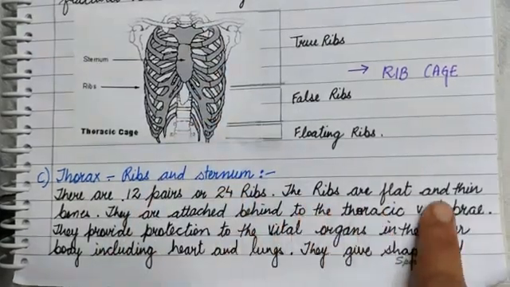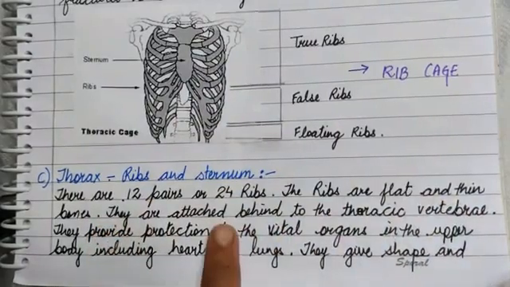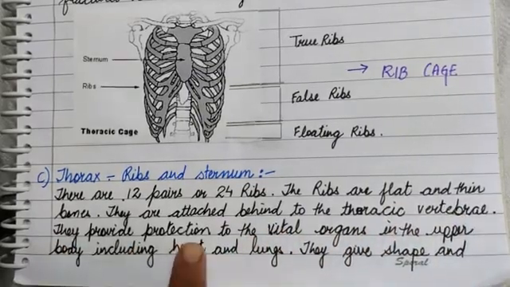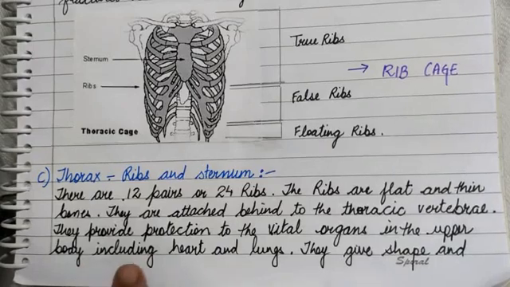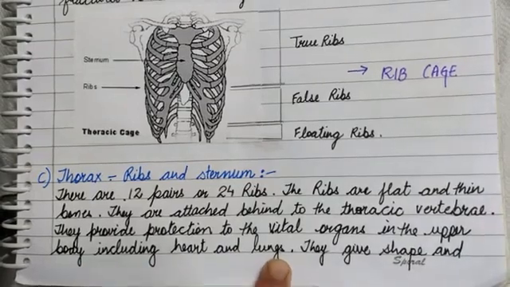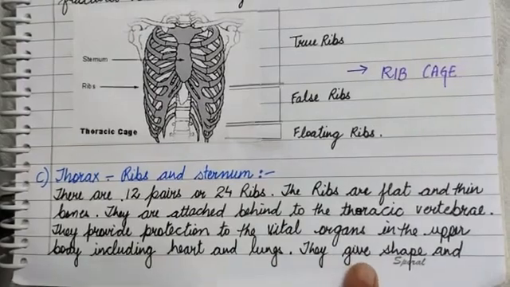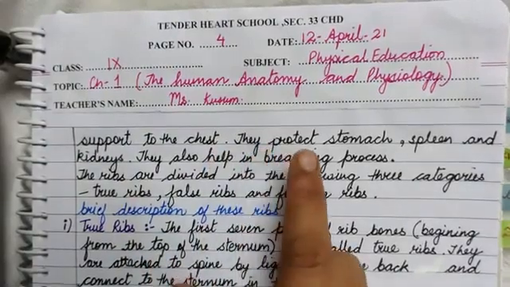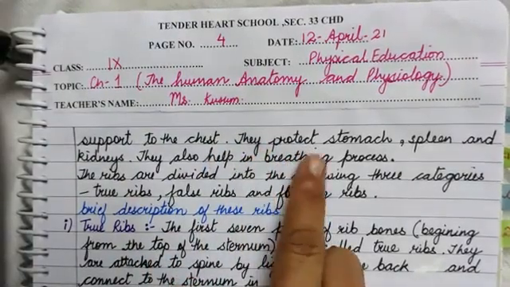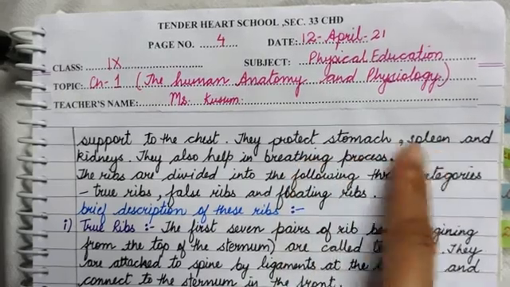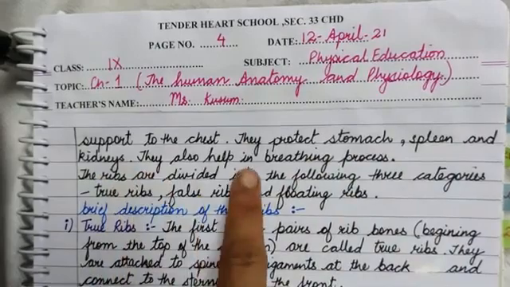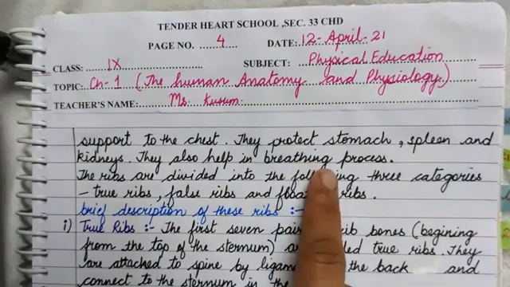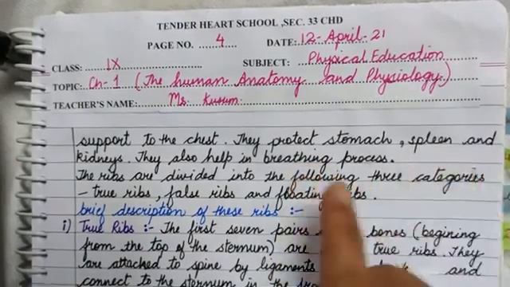The ribs are flat and thin bones. They are attached behind to the thoracic vertebrae. They provide protection to vital organs in the upper body, including heart and lungs. They give shape and support to the chest. They protect stomach, spleen and kidneys. They also help in the breathing process. The breathing process is related to lungs. That's why ribs always help and protect lungs.